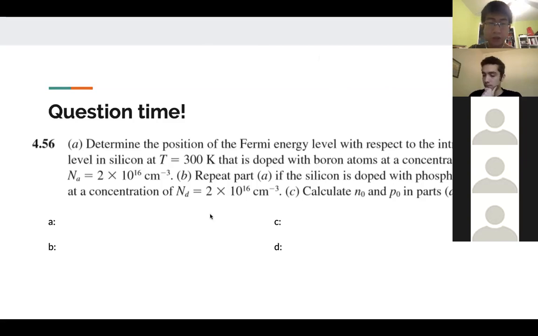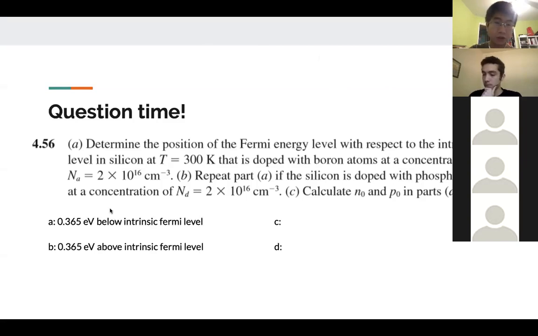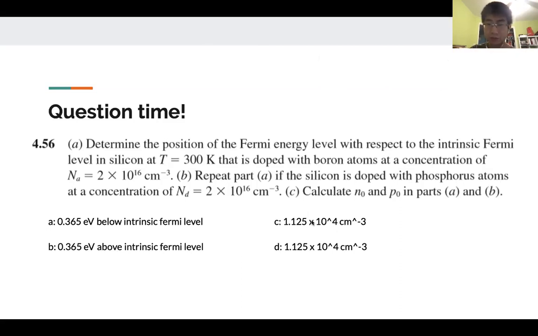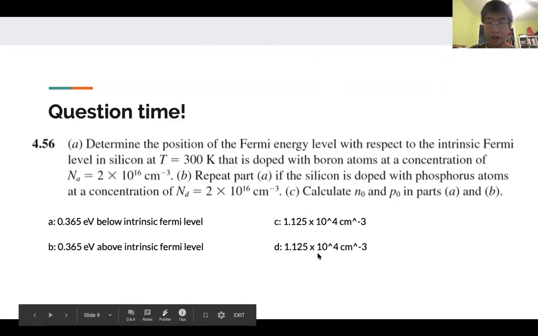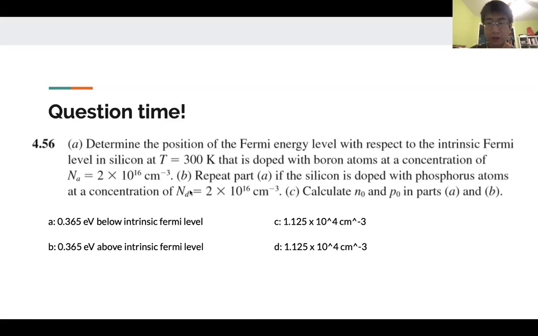So the answers are the following. For A, it's 0.365 eV below the intrinsic Fermi level. For B, it's 0.365 eV above the intrinsic Fermi level. And for C and D, they are identical because NA and ND are identical.